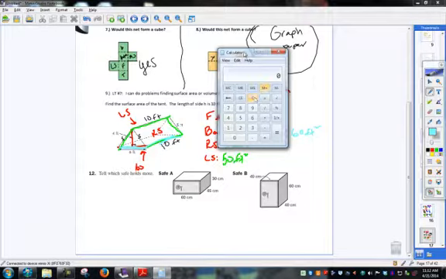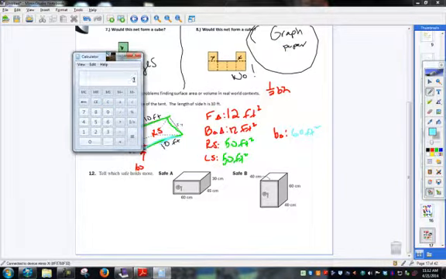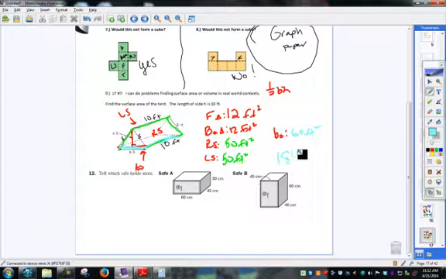Okay, so we add all these up. We're going to get 12 plus 12 plus 100. I just went ahead and added 50 and 50, plus 60, which is 184 feet squared. 3 points: this work right here, the answer, and the units.